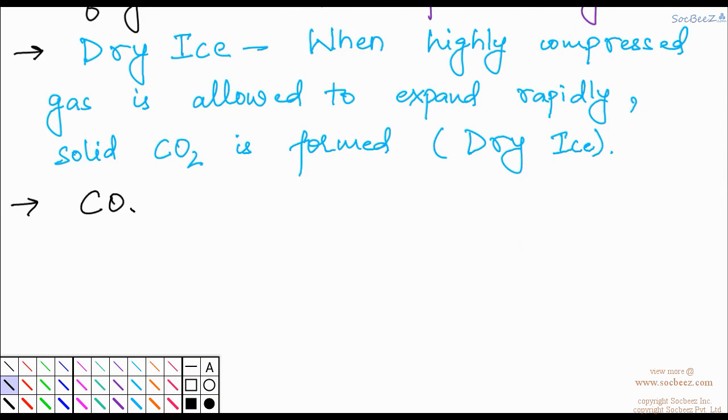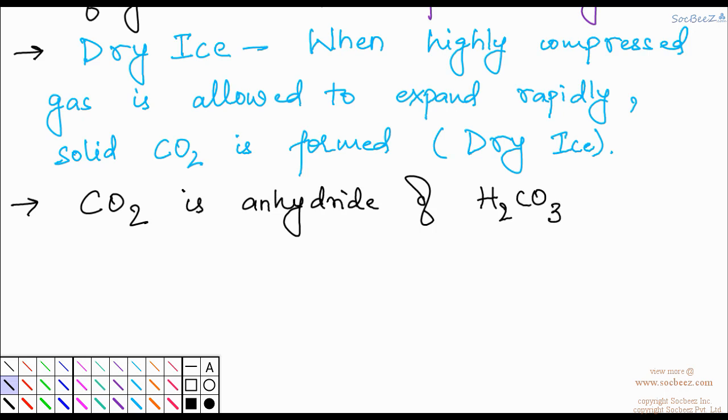First of all, carbon dioxide is an anhydride of an acid. But just by looking at this, can you think of which acid it is the anhydride of? CO2 is the anhydride of H2CO3. Okay, and this is called carbonic acid.